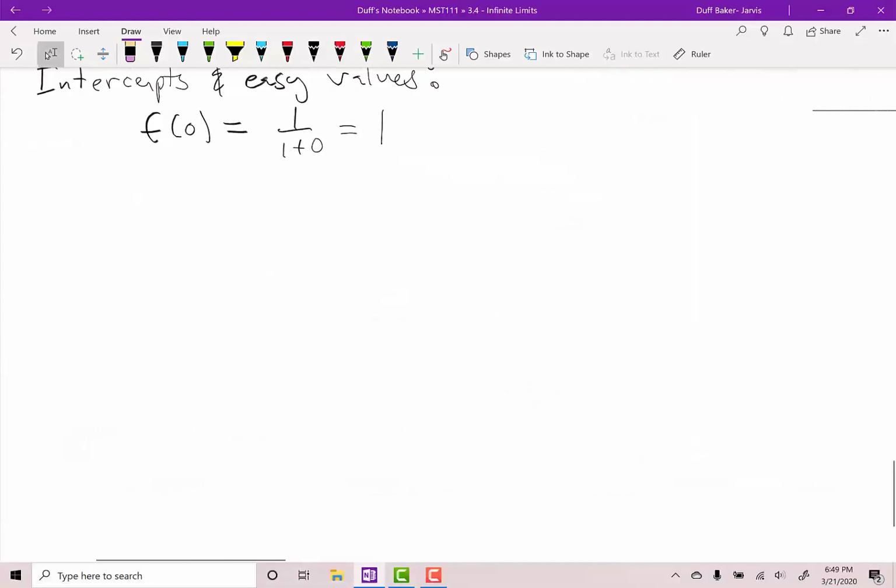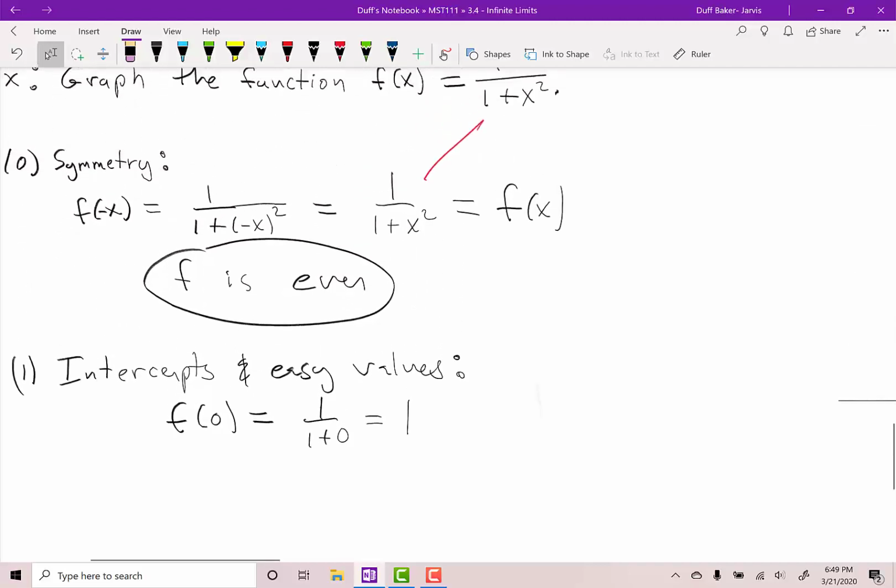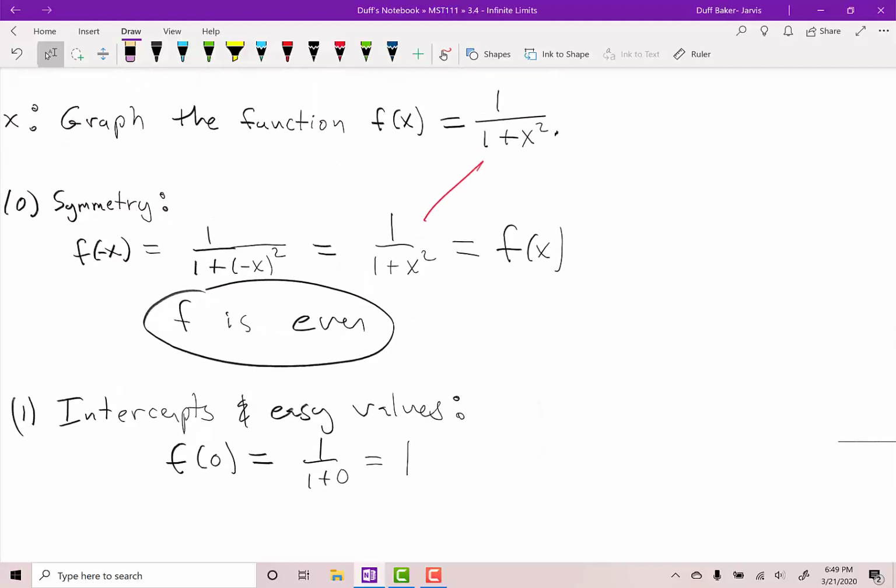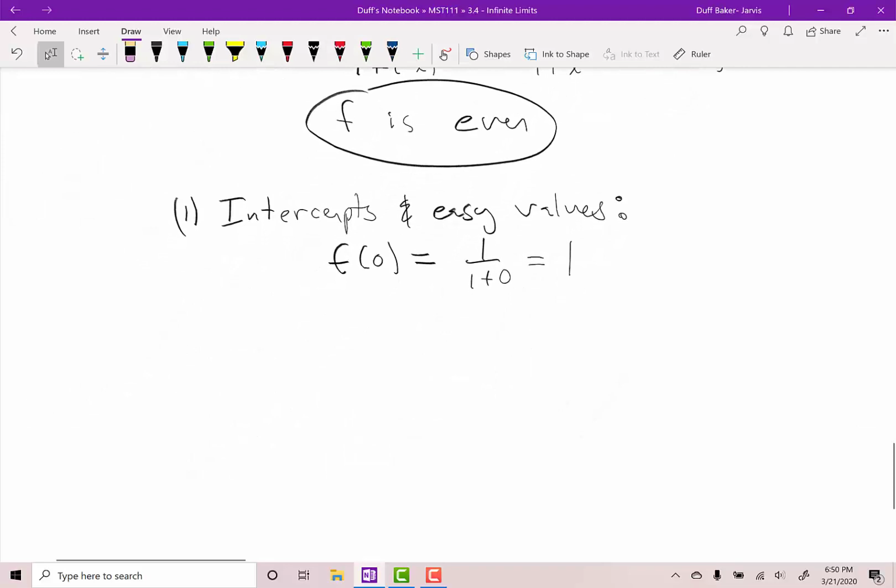So that was the y-intercept. If you think about it, there are no x-intercepts here because x squared, smallest it could ever be is 0, and so there's no way to get a 0 out of this fraction. Okay, so the next thing, let's look at asymptotes.